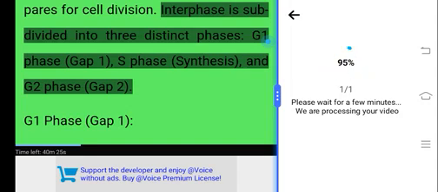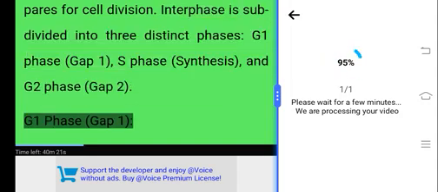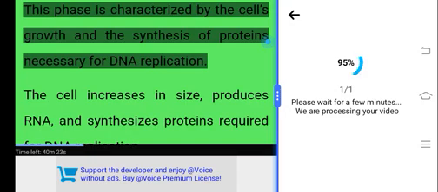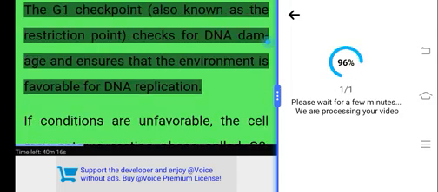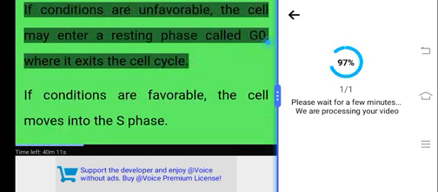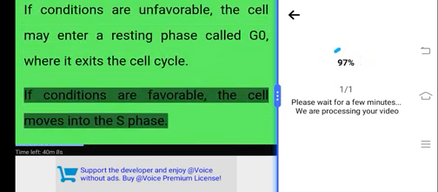Interphase is subdivided into three distinct phases: G1 phase (Gap 1), S phase (synthesis), and G2 phase (Gap 2). G1 phase is characterized by the cell's growth and the synthesis of proteins necessary for DNA replication. The cell increases in size, produces RNA, and synthesizes proteins required for DNA replication. The G1 checkpoint, also known as the restriction point, checks for DNA damage and ensures that the environment is favorable for DNA replication. If conditions are unfavorable, the cell may enter a resting phase called G0, where it exits the cell cycle. If conditions are favorable, the cell moves into the S phase.